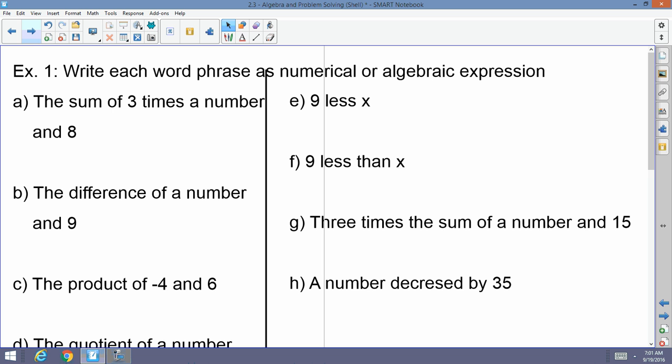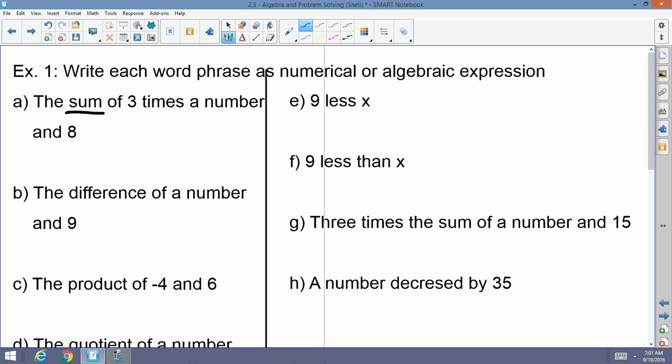Okay, so let's put these words to play now. Let's practice. Write each word phrase as numerical or algebraic expressions, okay? Number one, the sum of 3 times a number and 8. Okay, let's think about it. Let's read. Let's focus. The sum of 3 times a number and 8.